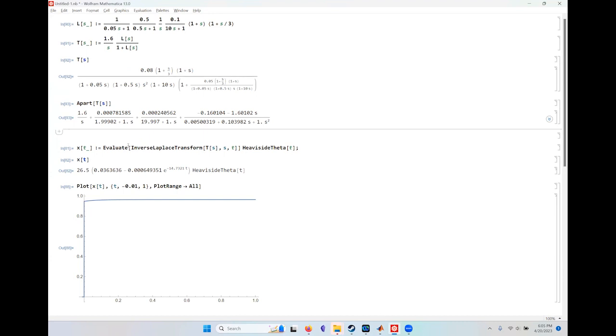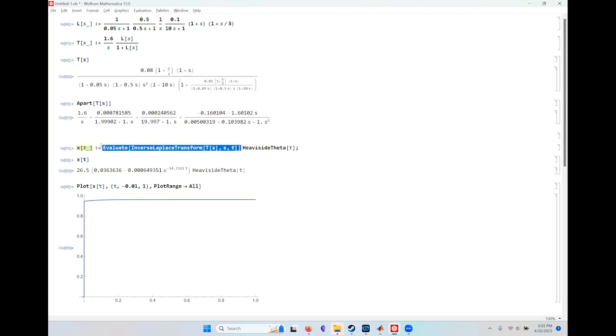However, also in Mathematica, what I can do is take my T(s) and feed it into a function called inverse Laplace transform. You can look it up. You tell it that s is the s domain variable, t is the t domain variable, and I can get the inverse Laplace transform here.